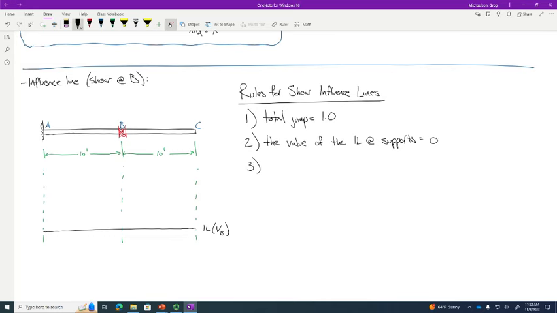Okay? But here's another thing I want to look at. Now let's look at this influence line. What could you tell me about these slopes? No, you're thinking about the moment influence line. I'm talking about the shear influence line. They have the same slope. The same slope. Okay. So, equal slopes on either side of the shear release.